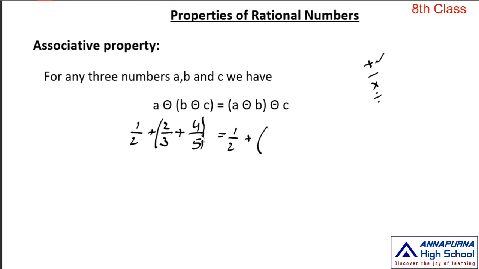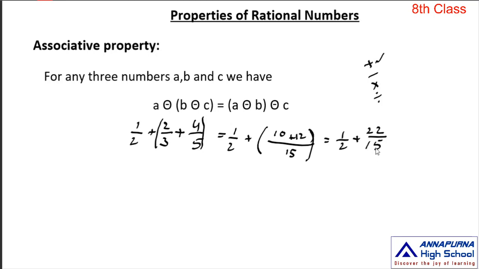Here I am adding these two rational numbers. When you add two rational numbers, the denominators must be equal. Here the denominators are not equal, so I am finding the LCM, that is 15, and the numerator is 10 plus 12. So it is equal to 1/2 plus 22/15. So this is the result.